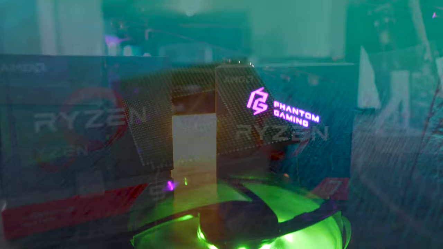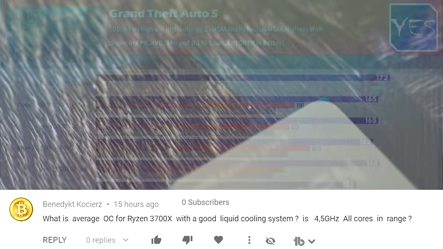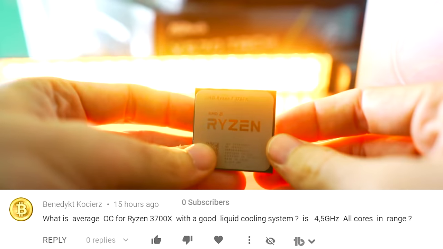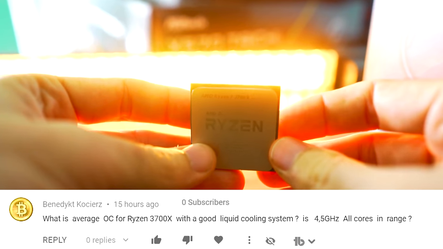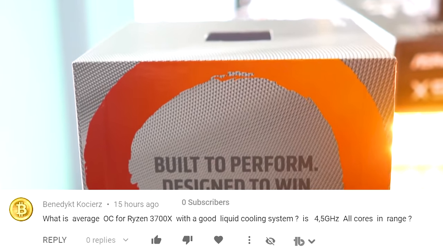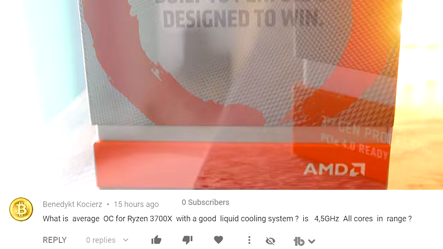Though before I get on out of here, we've got the question of the day, which comes from Benedite Koseres. And I'm sorry if I butchered that pronunciation, but the question asks: what is the average overclock for the Ryzen 3700X with a good liquid cooling system? Is 4.5 gigahertz all cores in range?